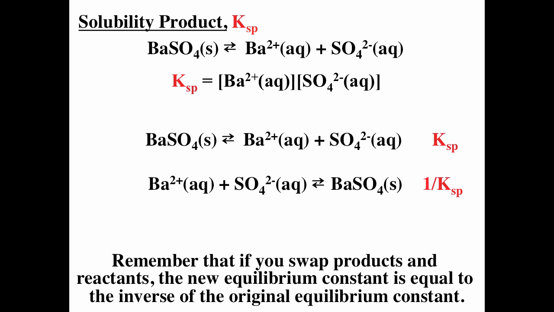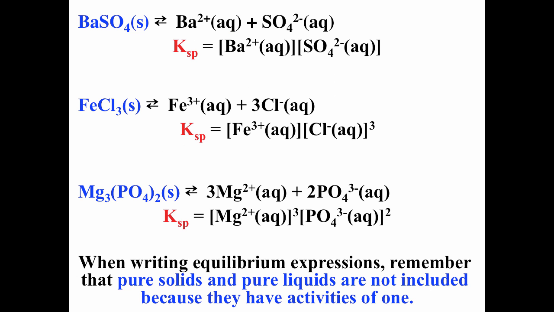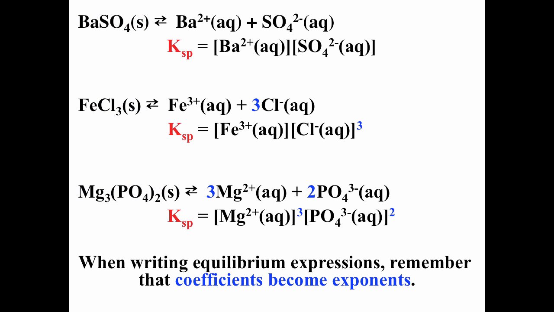If we write down the reaction swapping products and reactants, again, the equilibrium constant is going to be 1 over the Ksp. If you swap products and reactants, then you take the inverse of the equilibrium constant. We can look at a few examples. And again, notice that pure solids, pure liquids do not appear. And so for these reactions, Ksp is just going to be equal to the aqueous ion concentrations to some power that correspond to the coefficients. Again, please remember the coefficients become exponents when you write down the equilibrium expressions.